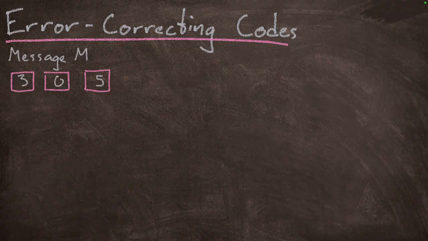So let's say I have a message, 3, 0, and 5. And let's say there's metadata too, 0, 1, and 2, so that we know what the indices are. I want to pass this message, 305, to Professor Hug over there. So I write 3 on a piece of paper, crumple it up, throw it to Professor Hug, write 0 on a piece of paper, crumple it up, throw it, same with 5.